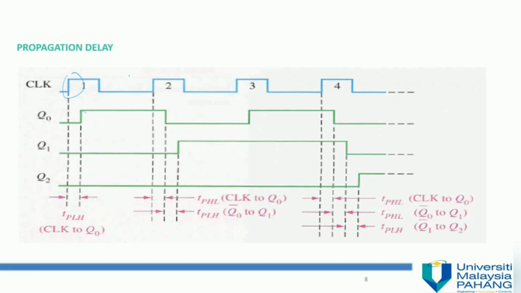So can you imagine when we have the second clock cycle, the delay will increase because flip-flop 2 is waiting for the output from flip-flop number 1, while flip-flop number 1 is waiting for the output from flip-flop 0. So when we have more flip-flops, the delay is getting bigger, so it can affect the output sequence, so we get the wrong counting sequence.